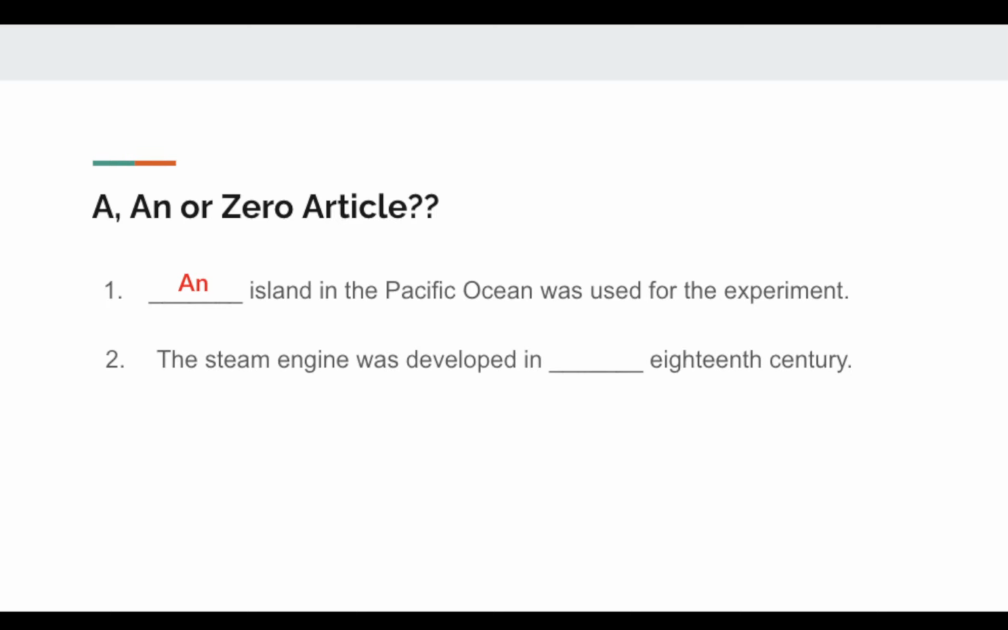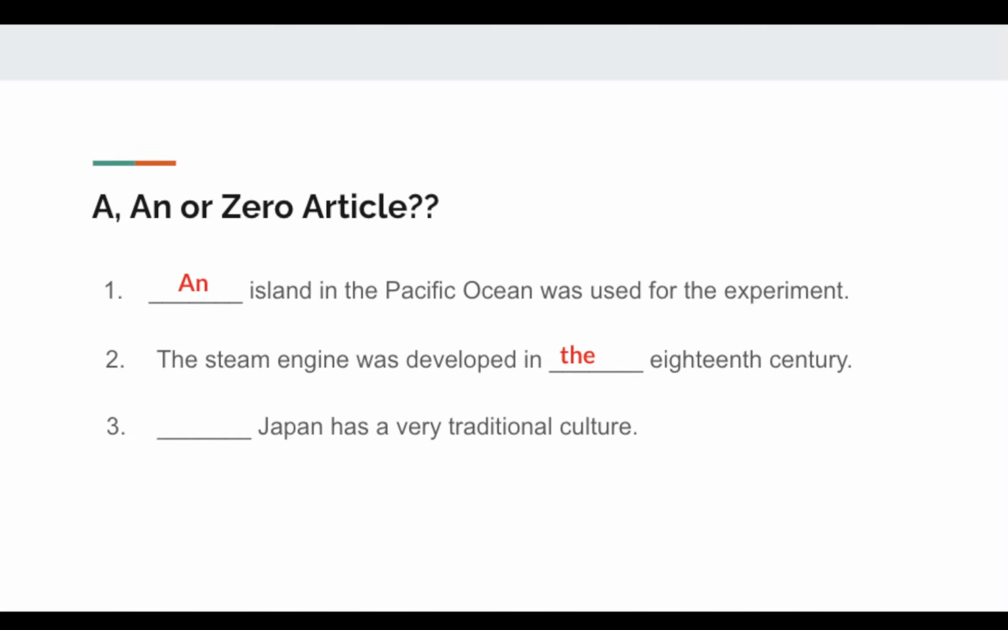Our next one, number 2, blank steam engine was developed in blank 18th century. If you said the steam engine was developed in the 18th century, you are absolutely correct. Before specific centuries, we must place the. The steam engine was developed in the 18th century. Let's move on to number 3.